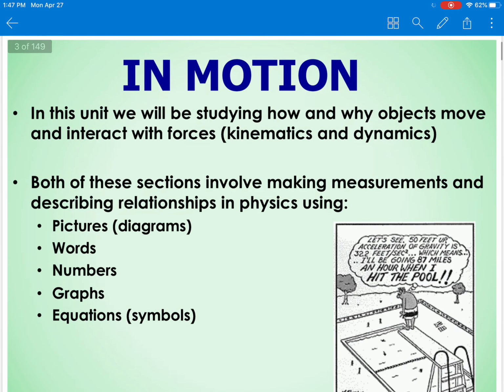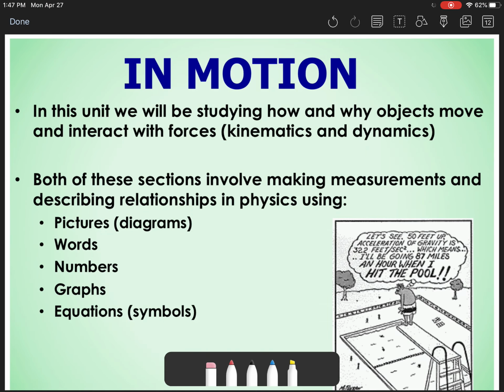Now, physics is all about studying how and why objects move and how they interact with forces. All right, in this physics unit, we actually have two sections, and we're going to separate them a little bit. So we're going to be starting with kinematics, and then we'll have a test at the end of that, and then we'll work into dynamics.